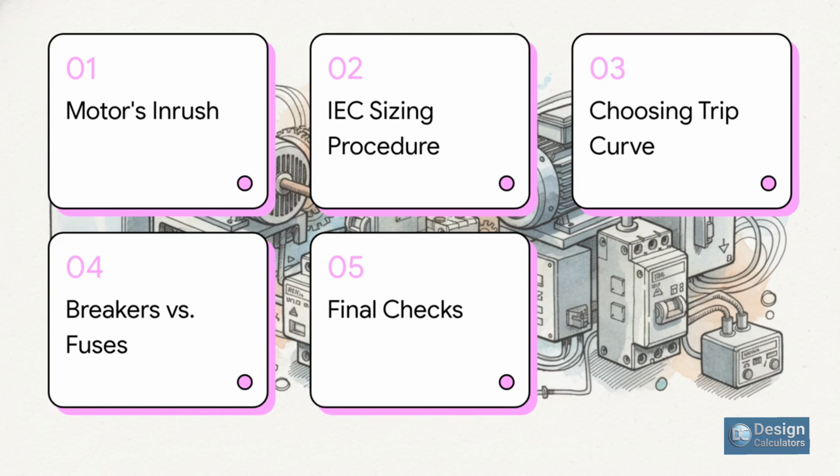So here's what we're going to cover. First, we'll look at the motor's inrush challenge. Then, we'll walk through the IEC sizing procedure step by step. After that, we'll get into choosing the right trip curve. This is super important. We'll also do a quick comparison of breakers versus fuses, and finally, wrap up with the essential final protection checks. Let's get into it.